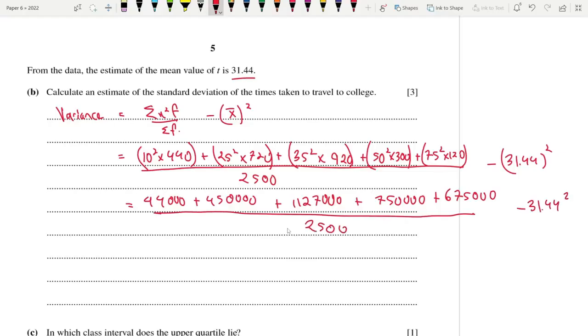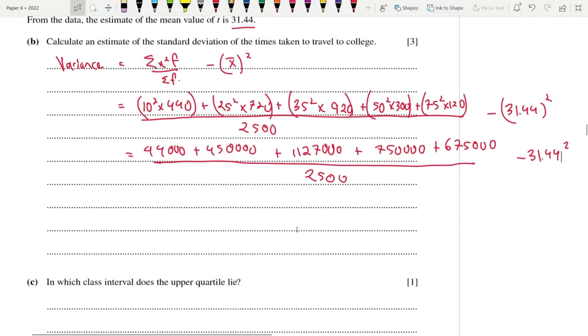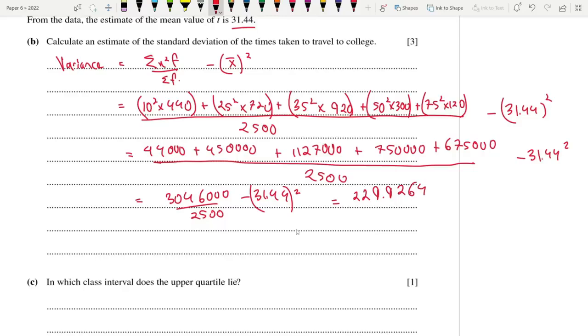Now what? If you add it up, you get a value of 3046000 divided by 2500 minus 31.44 squared, which gives us a value of 229.9264. Now we need to find out the standard deviation. So the standard deviation is the root of the variance. So root of your calculated answer, 229.9264.